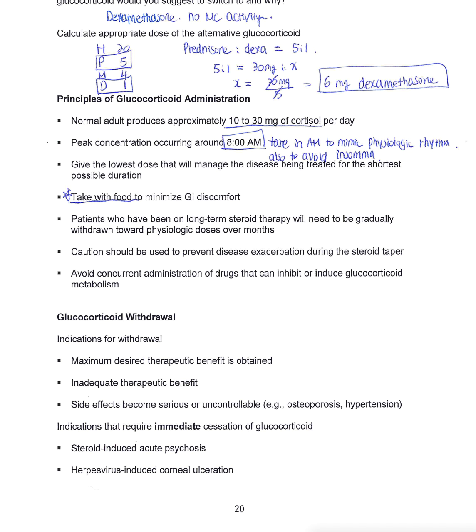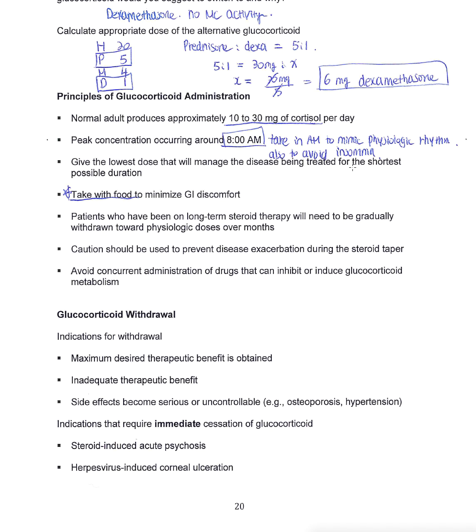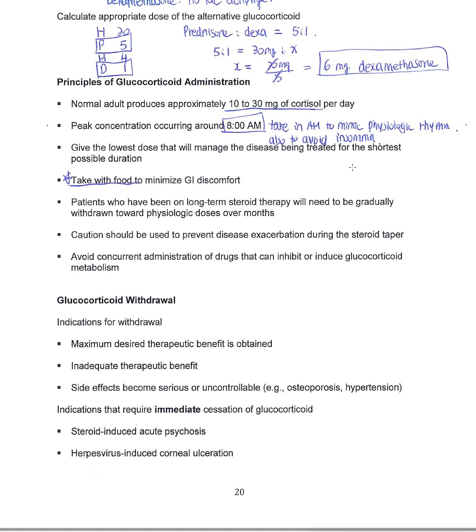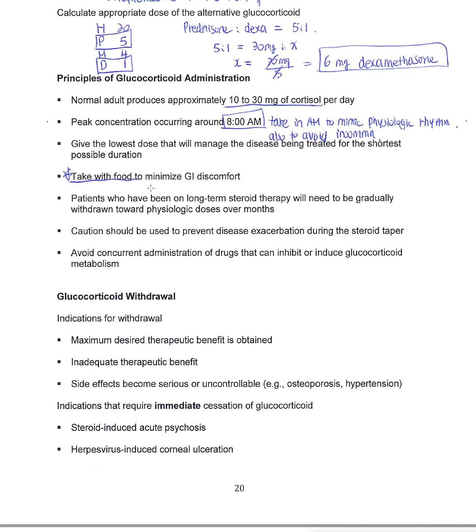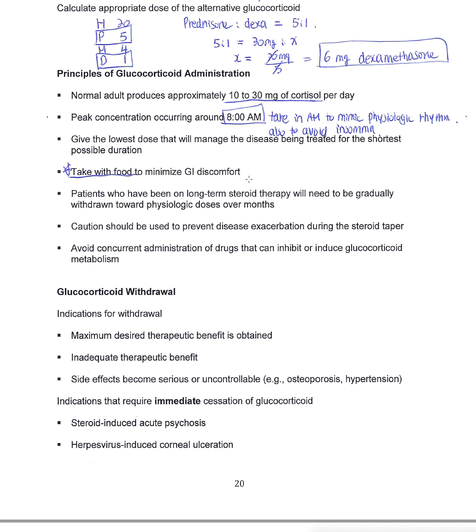All right, so I think we stopped at to give the lowest dose that will manage the disease being treated for the shortest possible duration. So remember, we need to really give the lowest amount, shortest duration possible to minimize adverse drug reactions from corticosteroids. And corticosteroids can cause stomach issues, GI discomfort, and also remember from the prednisone acronym that it can cause peptic ulcer disease. So taking with food is really the key counseling point that you need to tell patients.